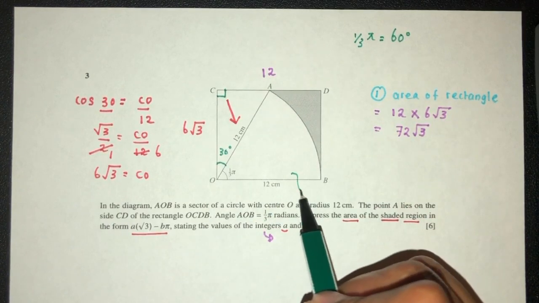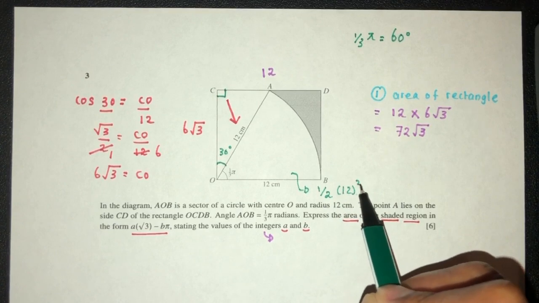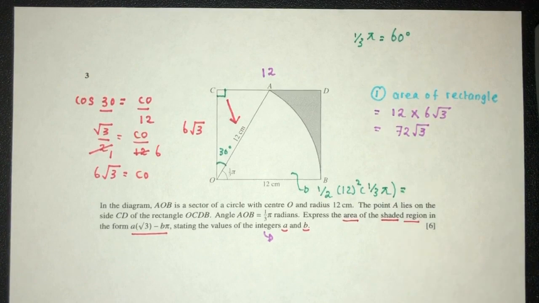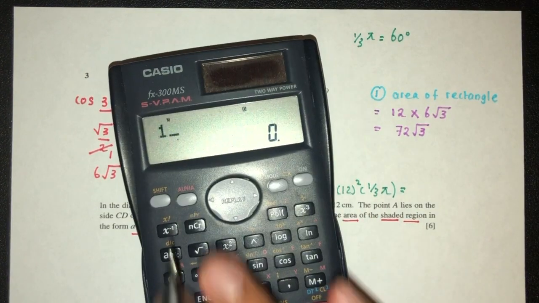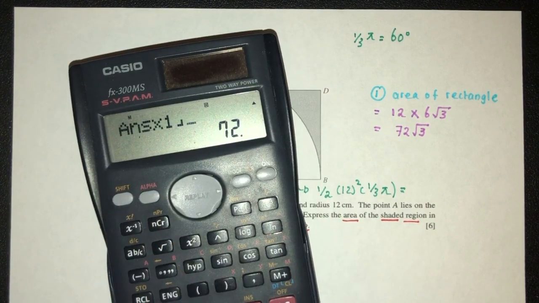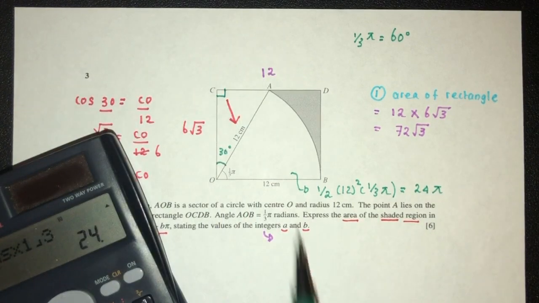How would you find the area of the sector? Half r squared theta, the angle, 1/3 of this. That should be what? Half times 12 squared. That should be 72 times 1 over 3. That should be 24 pi for the area of the sector.